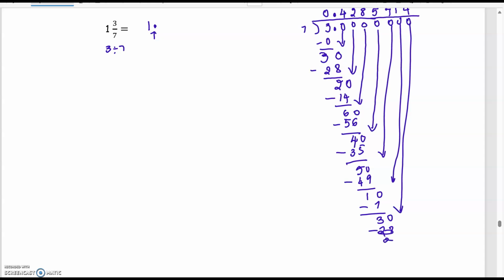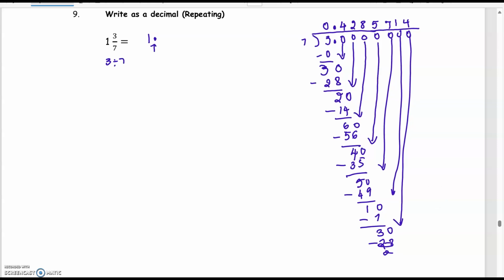And then you can keep dividing, but you notice that you're going to get the same numbers. See the pattern repeating. You have a 30, then a 20, and that's exactly what's happening here. So the entire sequence 4 2 8 5 7 1 is going to repeat again. So what we have is 4 2 8 5 7 1, 4 2 8 5 7 1, and it goes on and on. So the sequence of numbers that are repeating are 4 2 8 5 7 1.